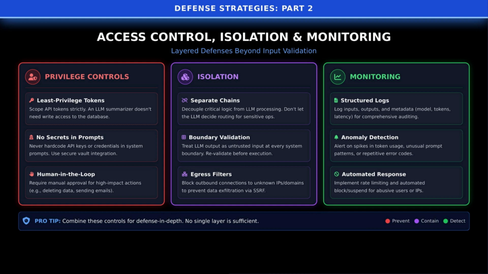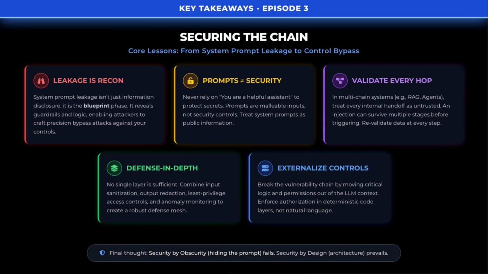Now let's distill these strategies into a set of core lessons for securing the entire chain. Looking across the chain, the lessons are straightforward. Leakage equals recon. Prompts are not security controls. Treat them as public information. Validate every hop. Each handoff in a multi-chain system could carry an injection. Adopt defense in depth by combining sanitization, redaction, least privilege, and monitoring. Finally, externalize controls. Keep critical logic and permissions out of the LLM context and enforce them in deterministic code. Remember, hiding the prompt is security through obscurity. Architectural design is the real defense.